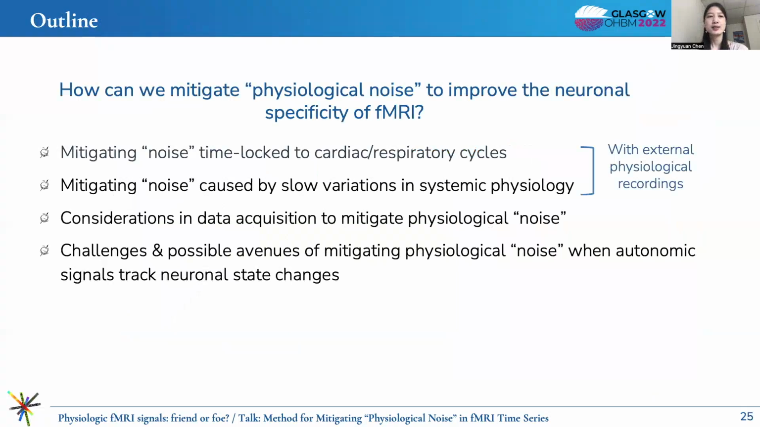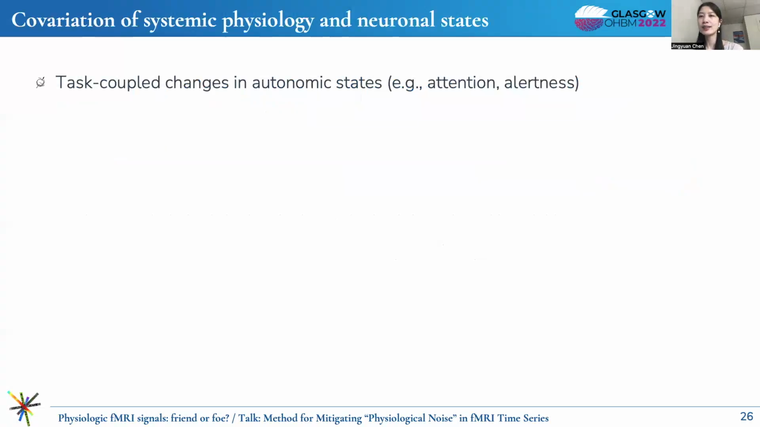Okay, so finally, I will just highlight some particular challenges when these autonomic signals track neuronal state changes, and then discuss some possible ways to consider addressing this noise when this situation occurs. So here are some scenarios when systemic physiology and neuronal states may co-vary, making it very challenging to account for physio noise in fMRI data.